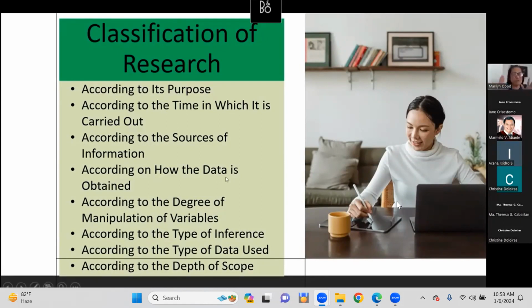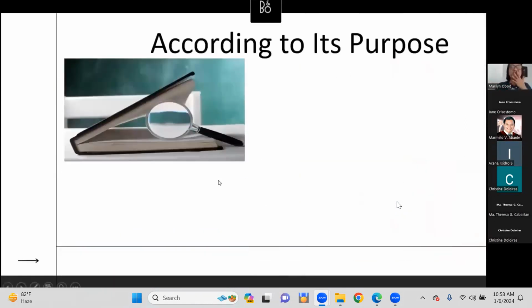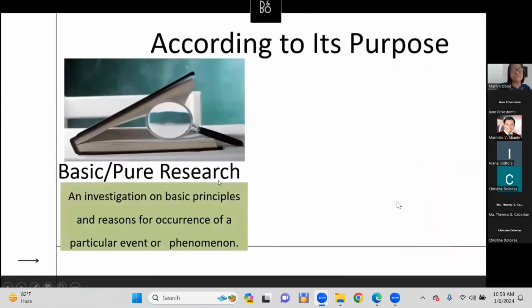So ganun po, hindi po pag sinabing, what are the types of research? Sagot ka agad, quali, quanti, and mix. That's just one way. Nandito lang yan, according to the type of data used. Okay po, so pasadahan lang natin, no? Bilis lang. So when we say according to purpose, it can be basic or pure research, an investigation on basic principles and reasons for occurrence.